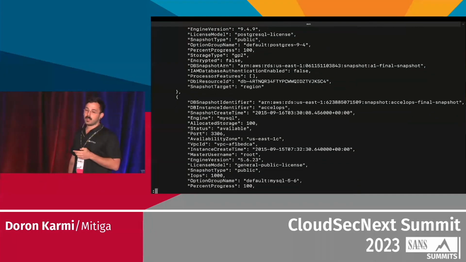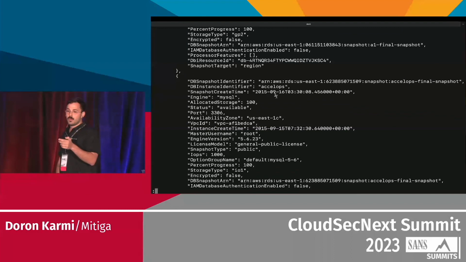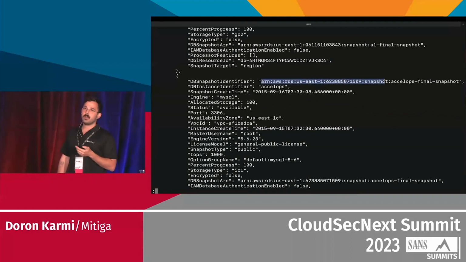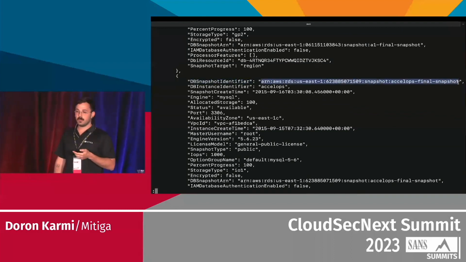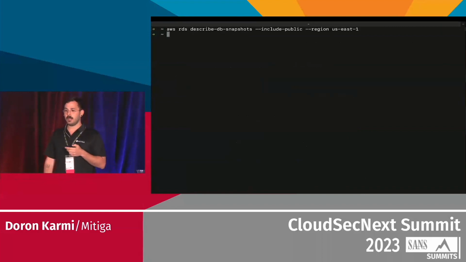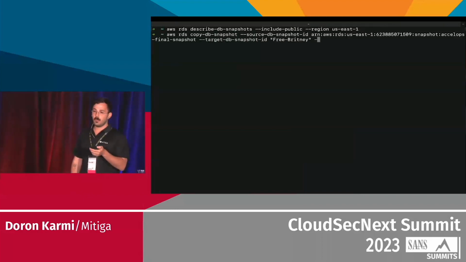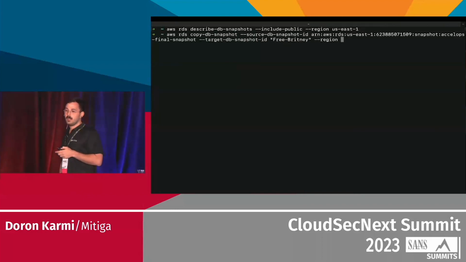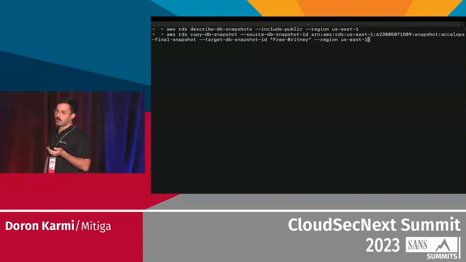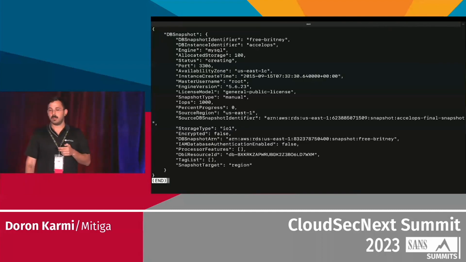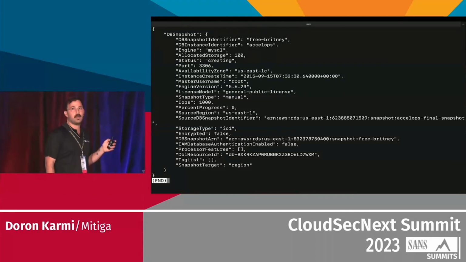Now what the attacker would need to do is to choose the DB snapshot identifier, which is a unique identifier for the snapshot, and to use this identifier as the argument for the next API call, which is copy DB snapshot. They would need to mention the target DB snapshot ID and the region. And a few moments later, they have a copy of the snapshot in their account.